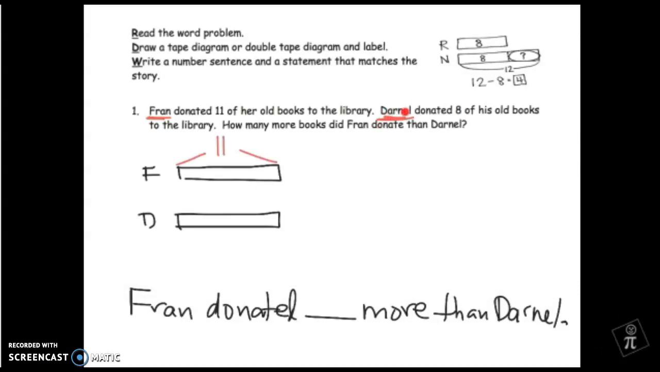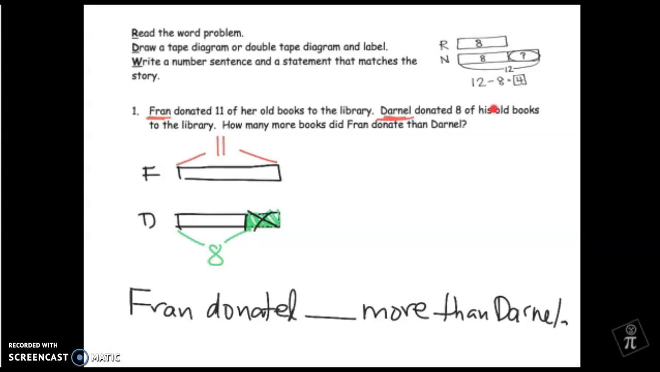And then I'm going to go back and read the sentence again, and now this one says Darnell donated 8 of his old books to the library. Well, that means Darnell's tape has to be a little bit smaller than Fran's tape diagram, and that's 8 right there. So notice how I kind of cut all this off. And so now we have 8. So Darnell's tape is a little bit shorter than Fran's tape.